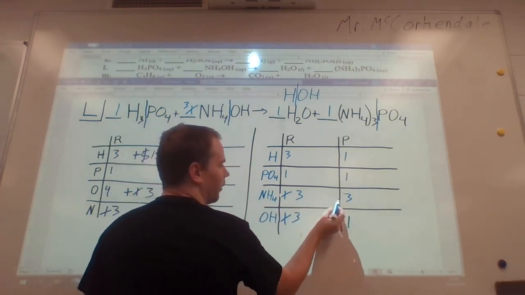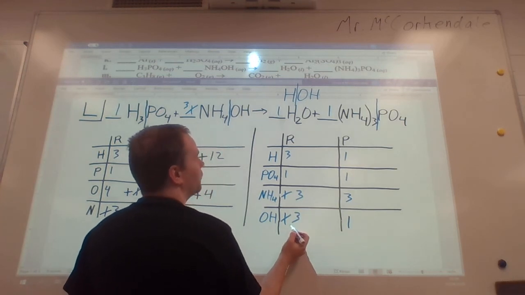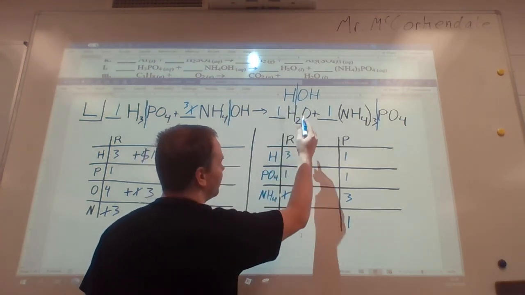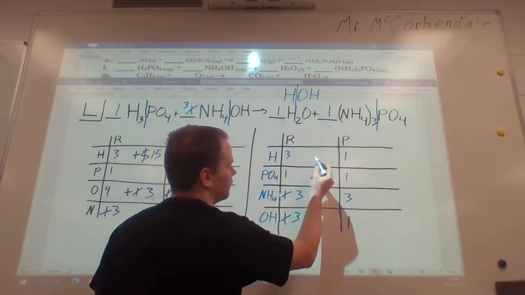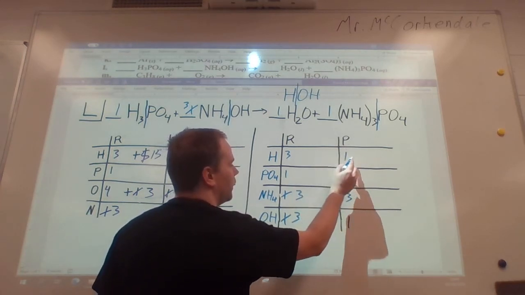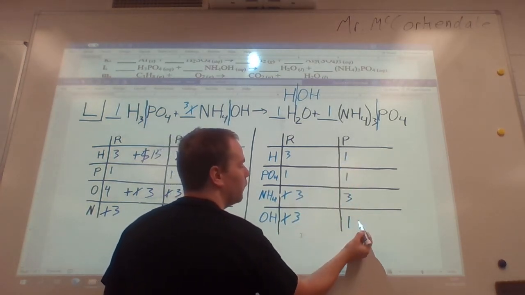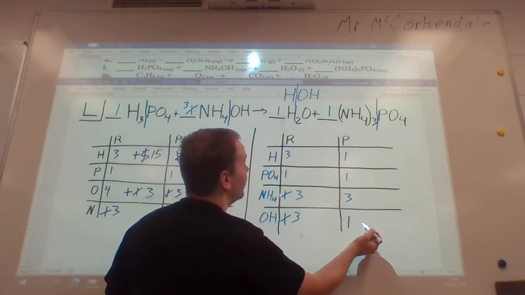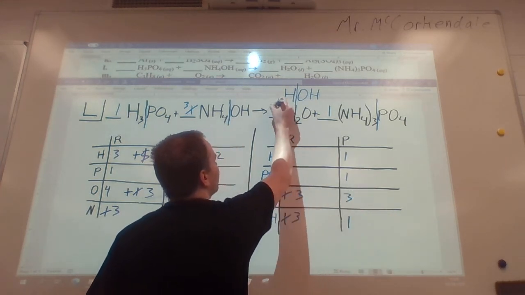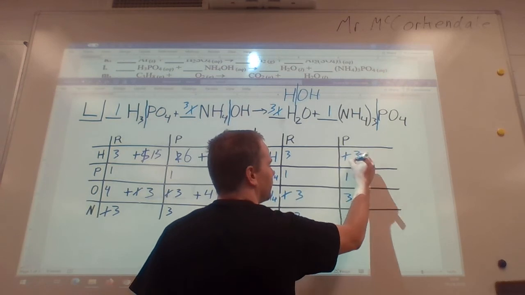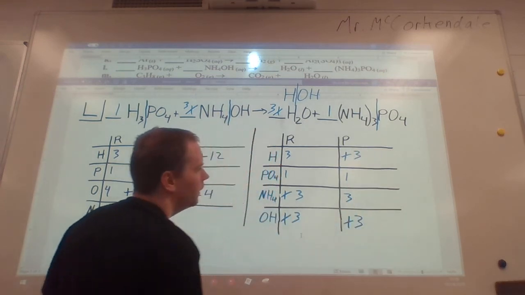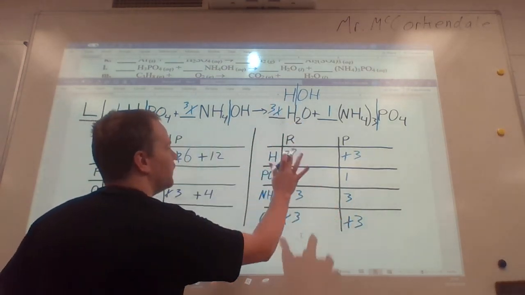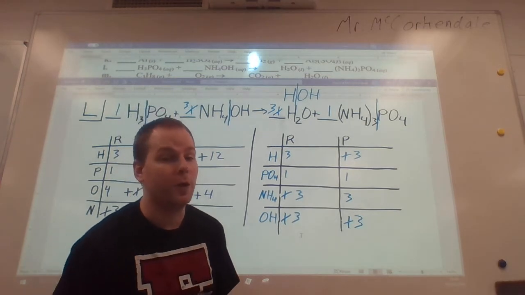So while fixing our ammonium, it messed up our hydroxide. Well, if we come back to water, we see the same thing. 3 and 1, and 3 and 1. So if we can change both of these numbers to a 3 by doing this, that will balance our reaction. So this will give you the same results, but with smaller numbers.